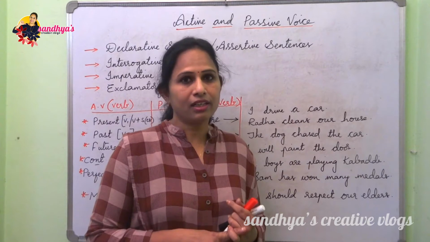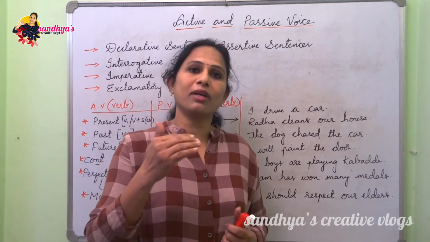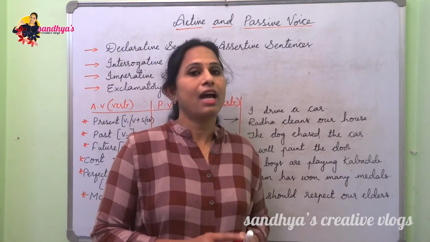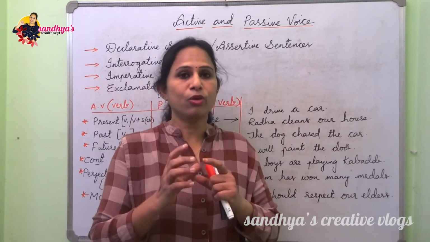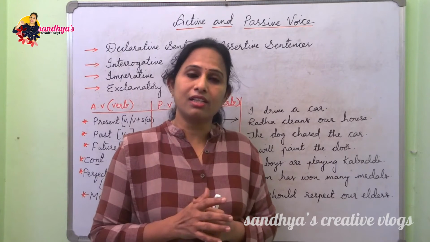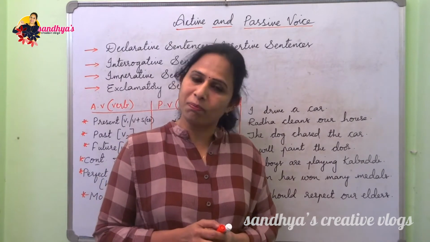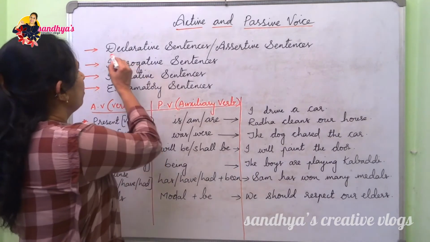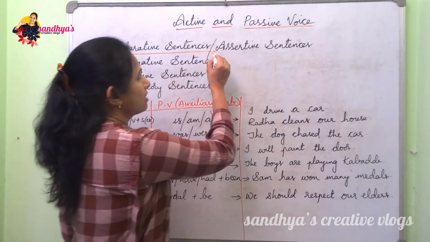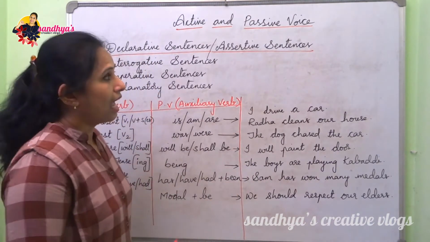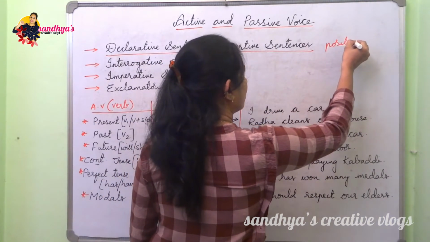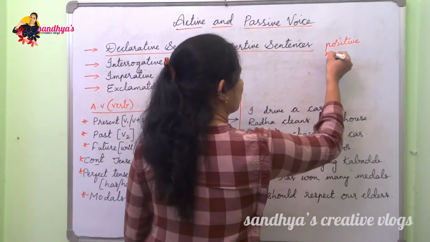And in the first part, I explained the steps to be taken in order to convert a sentence from active voice into passive voice. And in the second part, I gave you the instructions on what kind of sentences are not supposed to be changed into passive voice. And in today's class, we will be dealing in detail with declarative sentences or assertive sentences. And these can be positive statements or negative statements.